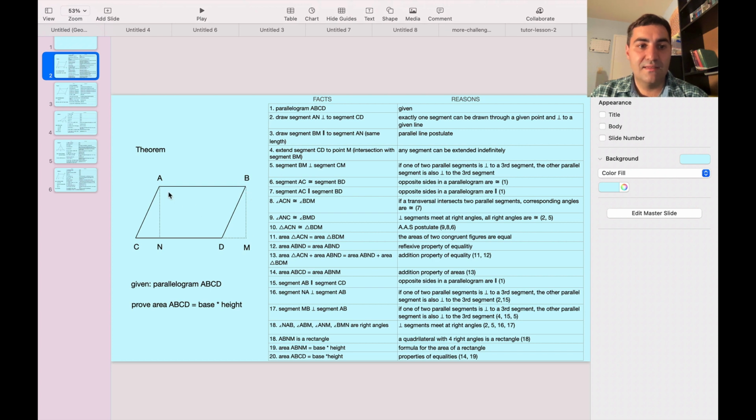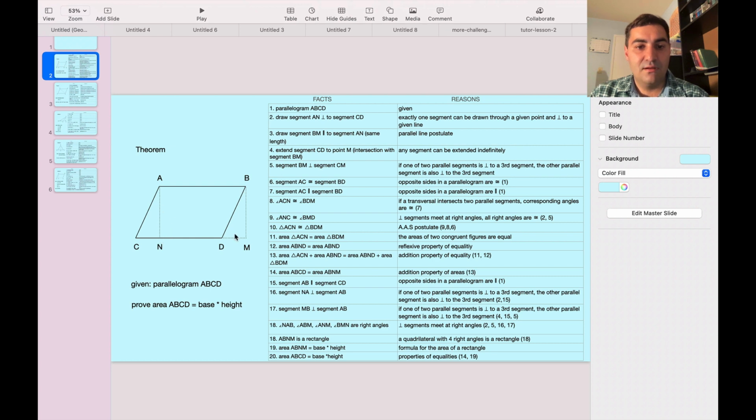So we're going to use the fact that segment AN and segment BM are parallel to each other, and we just showed that segment NA is perpendicular to segment AB. So since segment MB is parallel to segment NA, then segment MB is also perpendicular to segment AB. So we have these right angles: angle NAB, this angle here, and angle ABM is also a right angle.